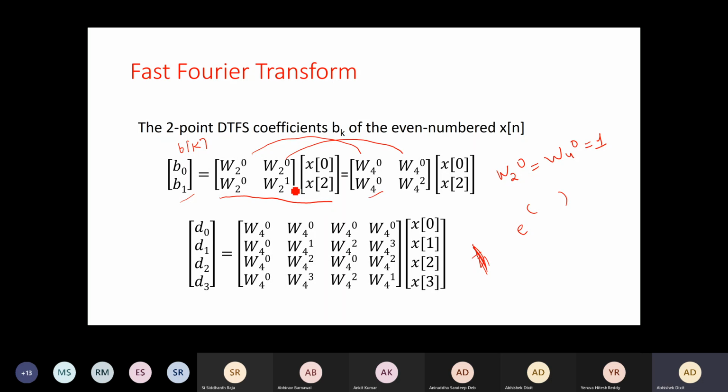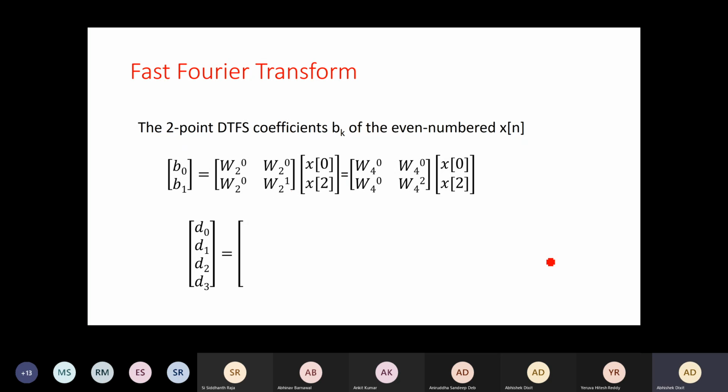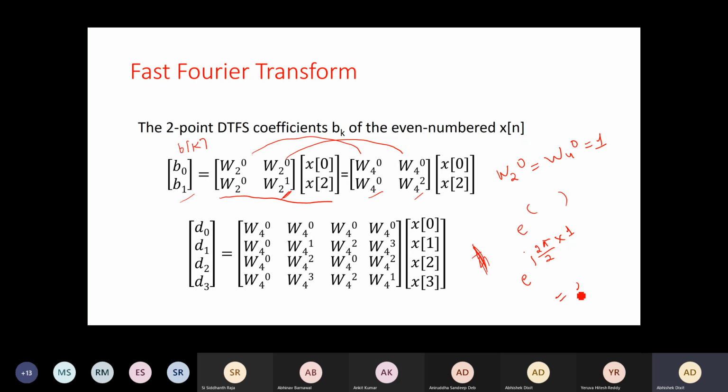This is the same as this. W21, if you see this, is the same as W42. If you look at this, e to the power j 2 pi by 2 times 1 is the same as e to the power j 2 pi by 4 times 2. Right? So W21 is the same as W42. With x0, x2, earlier I had written the BKs like this, but if you notice, this can also be written in terms of W4 like this.